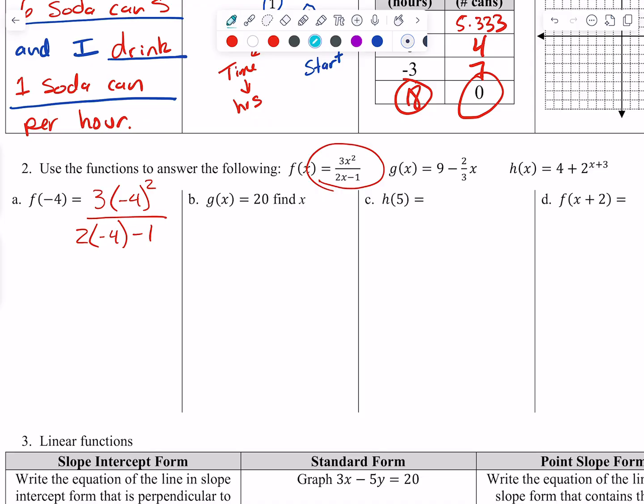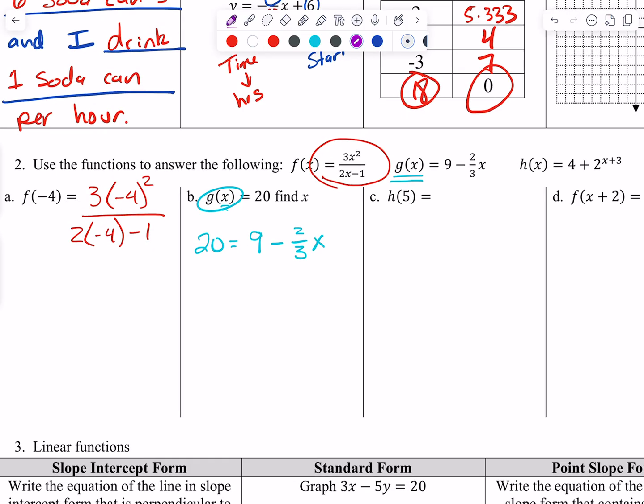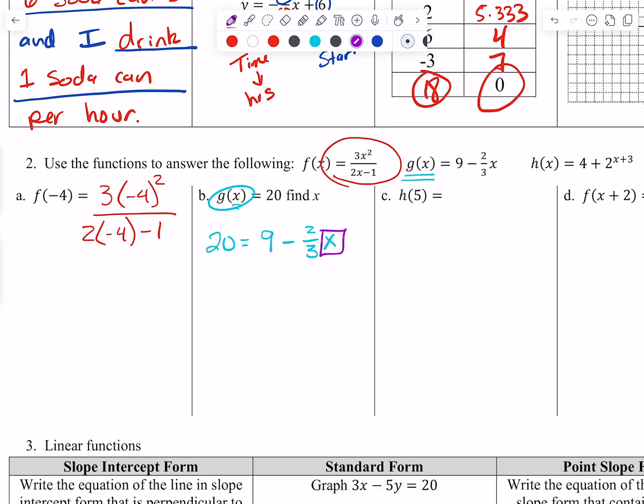So this one is different. They don't give us the x. The 20 represents the y, or in this case, it replaces your g of x. So instead of placing the 20 in for x, the 20 is your g of x. It's kind of like your y. So we set it equal to that function. So it's going to be 20 equals 9 minus 2/3 x. Now this one we do have to do a little bit of solving, right? We're going to have to get x by itself. So I'm going to subtract 9 from the 20.